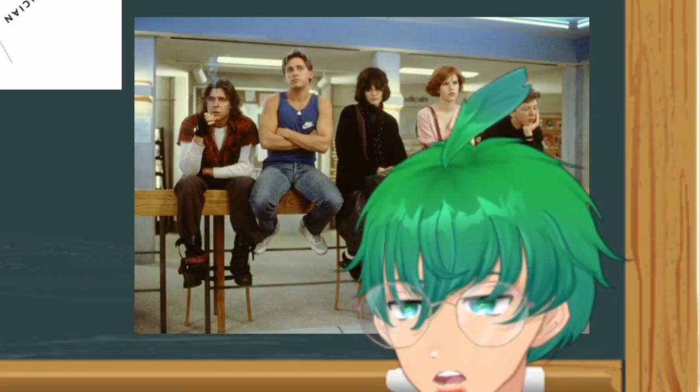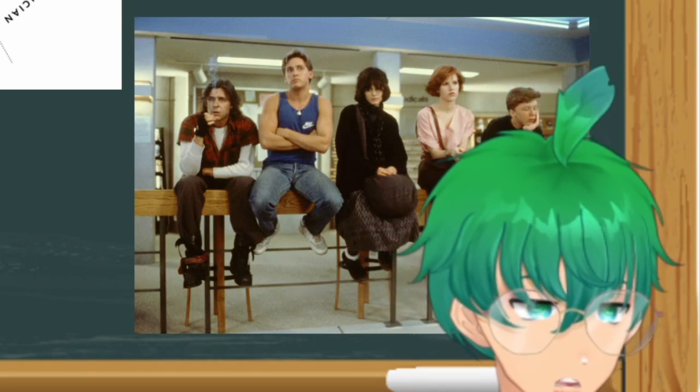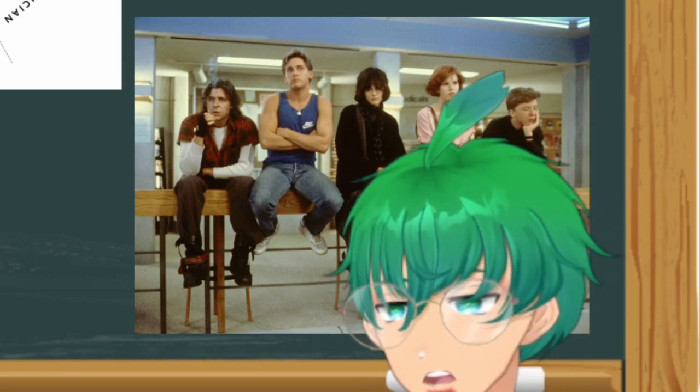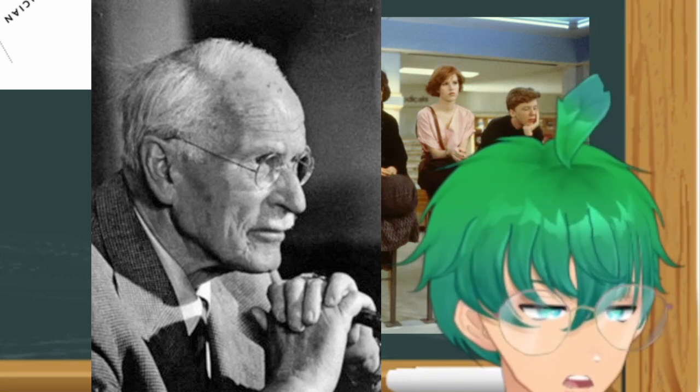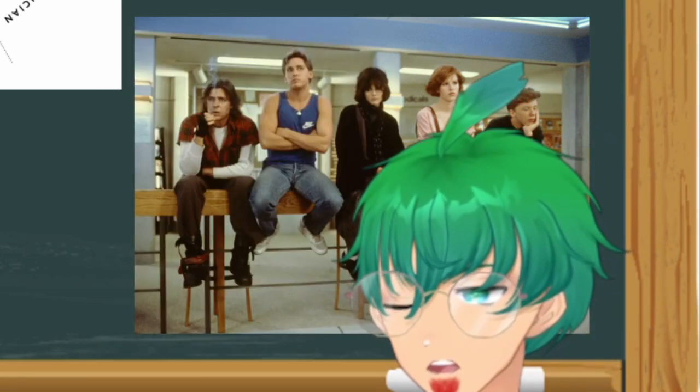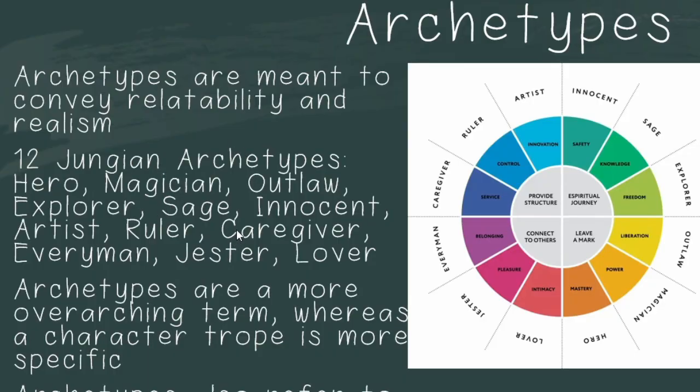So if anyone has ever taken a psychology course or has maybe dabbled in psychology at all, you might know the name Carl Jung. He is a cognitive psychologist, I believe. And he came up with a list of 12 archetypes that are based off of different aspects of humanity in general. So the 12 archetypes we have are the hero, the magician, the outlaw, the explorer, the sage, the innocent, the artist, the ruler, the caregiver, the everyman, the jester, and the lover.